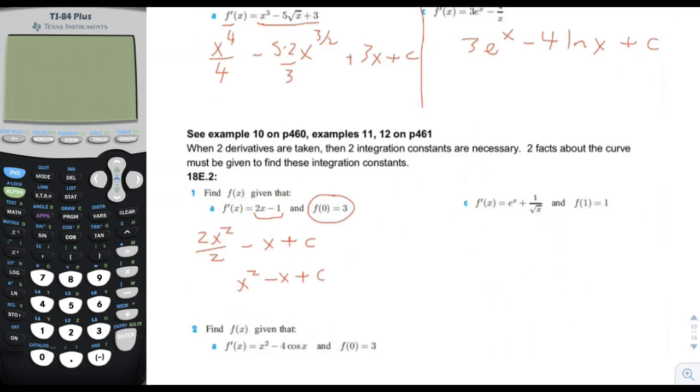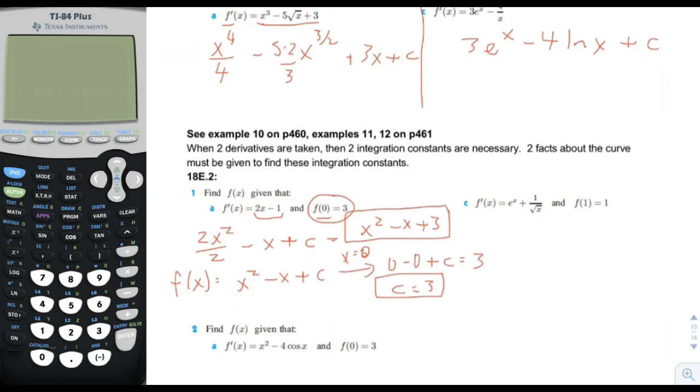But they also tell us that if we put in 0 for x, then we're going to get a value of 3. So it will be 0 minus 0 plus c equals 3. So that means c is equal to 3. So it's actually equal to x squared minus x plus 3.